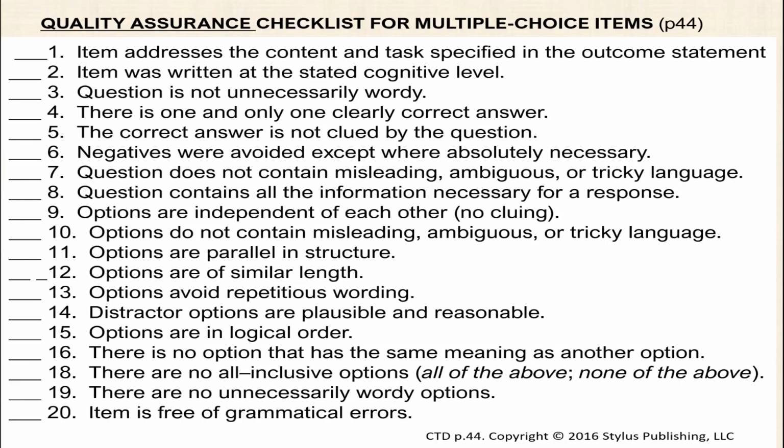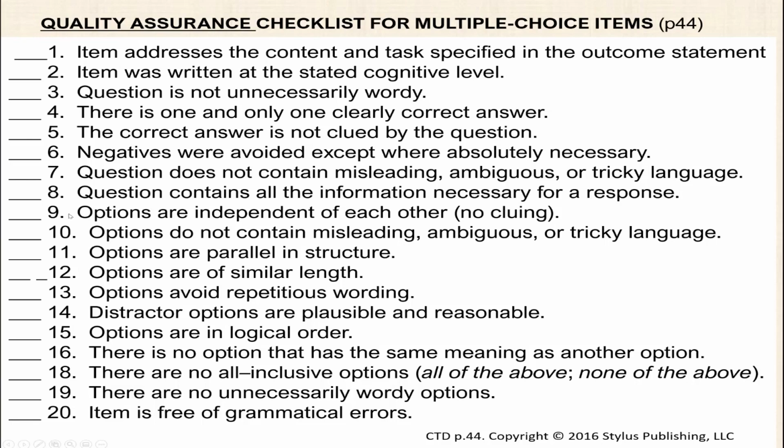Number one is item addresses the content and task specified in the outcome statement. Number two, item was written at the stated cognitive level. 3, question is not unnecessarily wordy. That's interesting. There's one and only one clearly correct answer. Okay, we knew that. And the correct answer is not clued by the question. Okay, we knew that. Negatives were avoided except where absolutely necessary. Yep, we talked about that. Question does not contain misleading, ambiguous, or tricky language. Okay, we didn't specifically talk about that, but that makes sense. And the question contains all the information necessary for a response. We did talk about that.